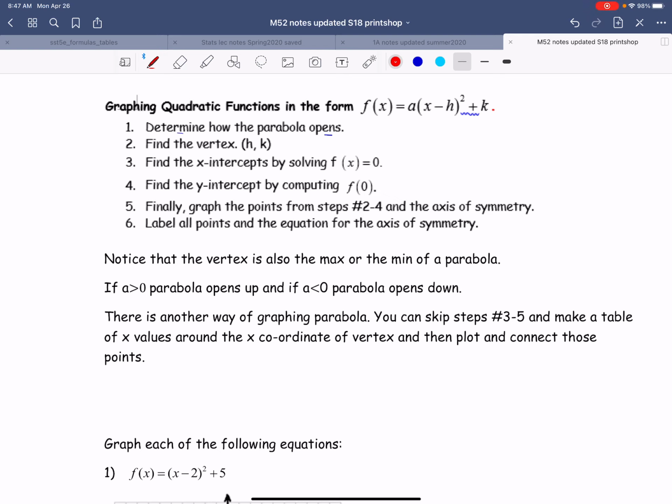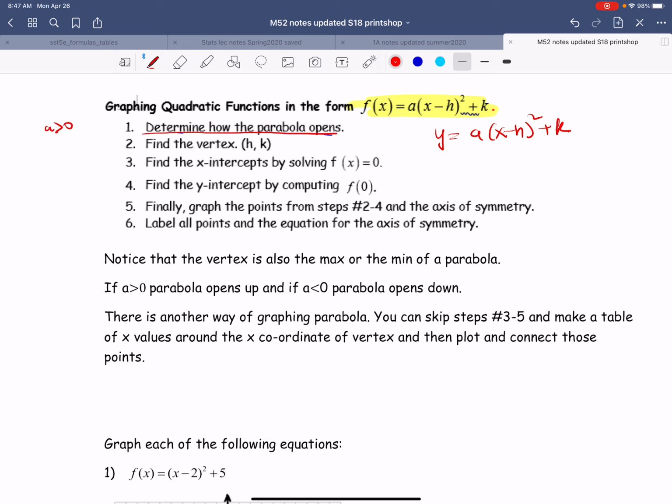Hello math people, in this video we are going to talk about graphing quadratic functions in the standard form. That equation can be written in the form y equals a(x minus h) squared plus k. The first step is to determine if the parabola opens up or down.